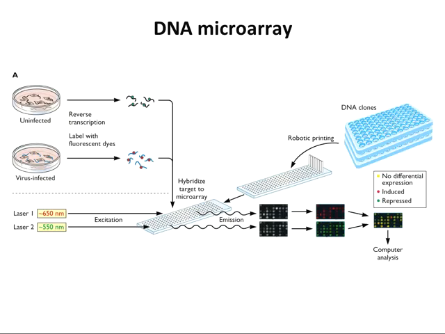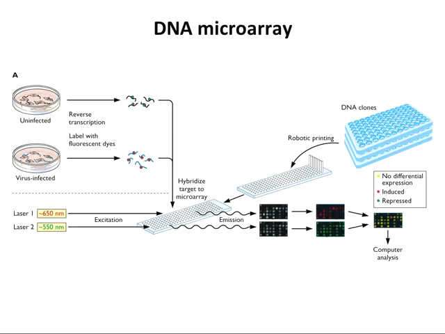Then you can make RNA from your test subjects. It can be a virus-infected cell or an uninfected cell. In the case today, it's a prostate tumor. We're going to make RNA from prostate tumors cut out of patients. You take the RNA, you make cDNA using reverse transcriptase, and you use a dye-coupled triphosphate so that the DNA you make is labeled with a fluorescent dye. In this case, one is red and one is green, so you can distinguish viral DNA from cellular DNA.